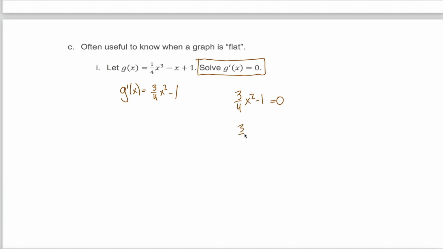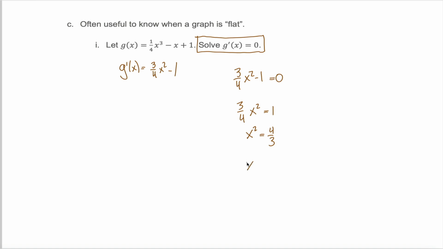We'd add 1 to both sides of the equation to get 3/4 x squared equals 1. Since we want to eventually isolate the x, we're going to first isolate the x squared. So we'll multiply both sides of the equation by 4/3 to get x squared is equal to 4/3. If it helps, you can do that in 2 steps. Multiply both sides by 4, and then you get 3x squared equals 4. And then divide by 3, and you get x squared equals 4/3. Anyways, then you take the square root of both sides of the equation. Make sure that when you take the square root of both sides of the equation, you put in a plus or minus. I get x equals plus or minus the square root of 4/3.